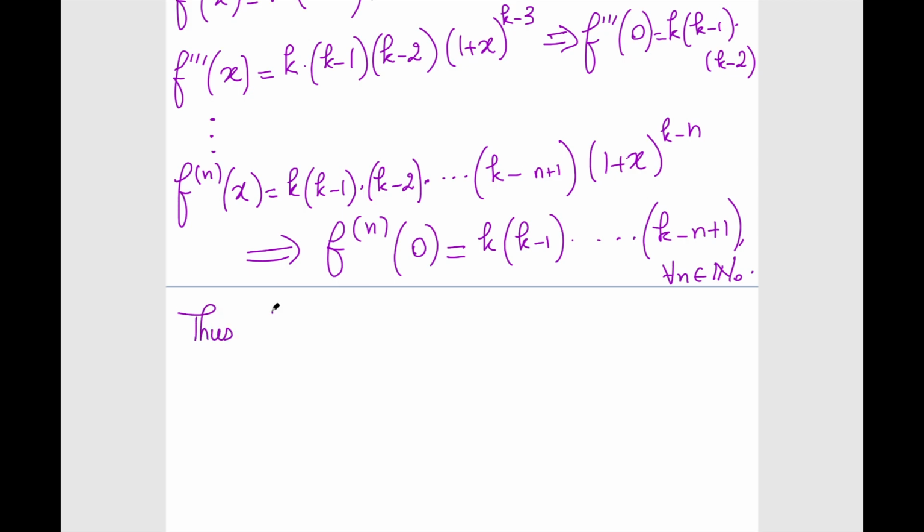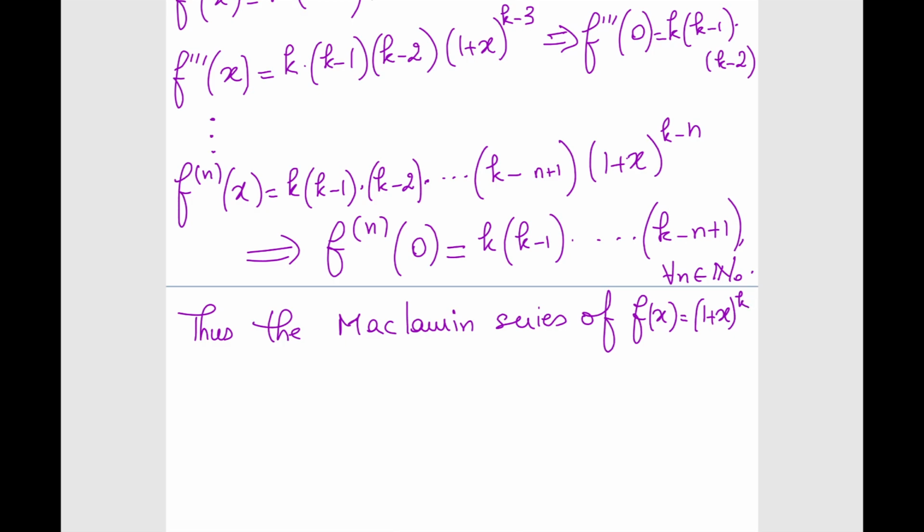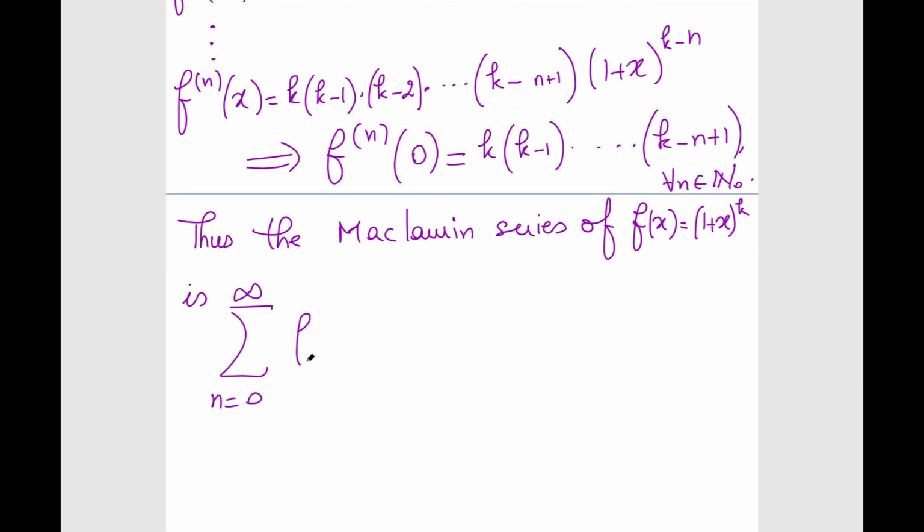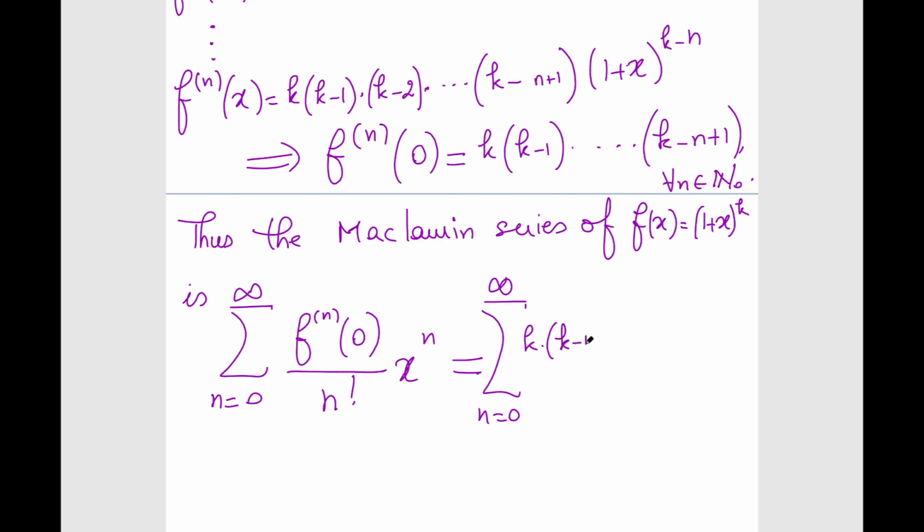So thus the Maclaurin series of f of x, which is 1 plus x to the power k, is equal to, the formula is sigma n starts at 0 to infinity, the nth derivative of f at 0 over n factorial x to the n, right? Now we know what these guys are. They are these pieces. So I get summation starts at 0, k times k minus 1 times k minus 2 all the way to k minus n plus 1 all over n factorial times x to the n. Yes?